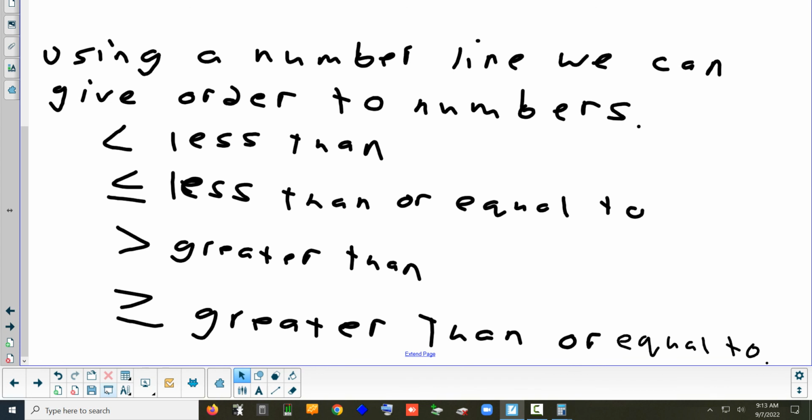Those are called inequalities. So on a test, if I ever ask you to compare two numbers, and I say use an inequality symbol to compare those two numbers, that means to fill in one of those symbols in the blank.